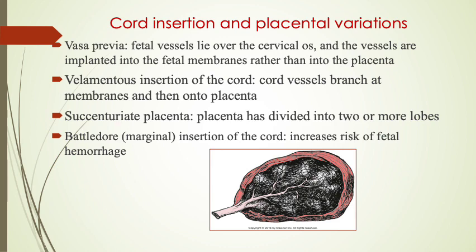Other disorders that fall under these conditions include cord insertion and placental variations. There are different conditions that fall under this category. We have what is called vasa previa. This is where fetal vessels lie over the cervical opening, or the cervical os, and the vessels are implanted into the fetal membranes rather than into the placenta. We have the velamentous insertion of the cord, where cord vessels branch at the membranes and then onto the placenta. These are the major ones out there. Just don't worry about the other two.